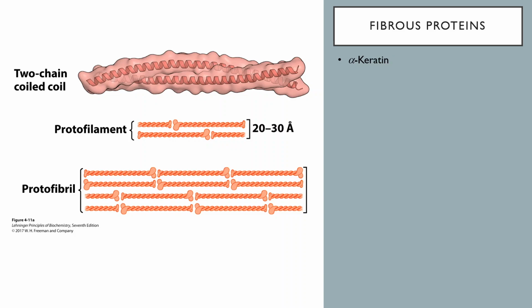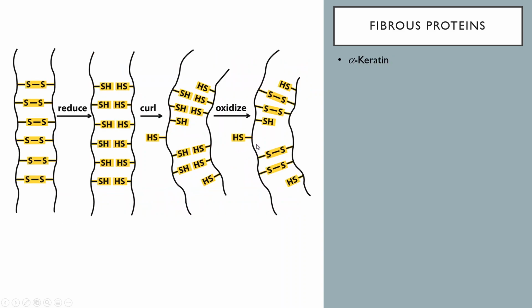And then a protofibril is a pair of protofilaments that are then wound around each other. So it's this multiple levels of coiling that also give proteins like keratin and other fibrous proteins their strength, because just like a rope is made up of many tiny strands of thread or yarn that are wrapped around each other, fibrous proteins are built the same way.